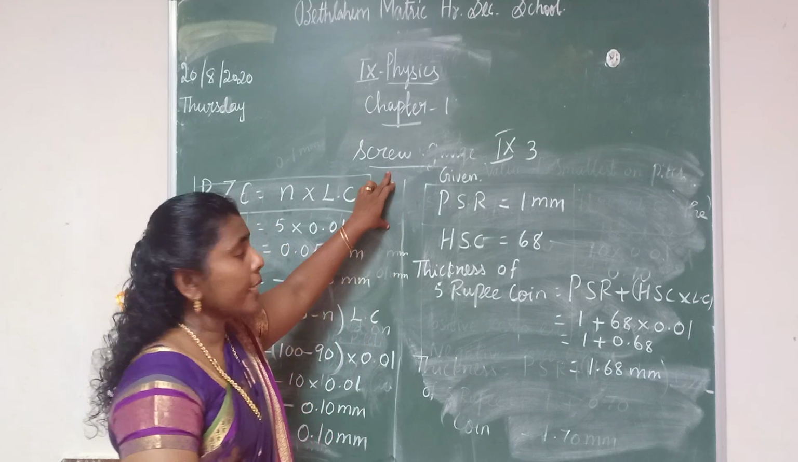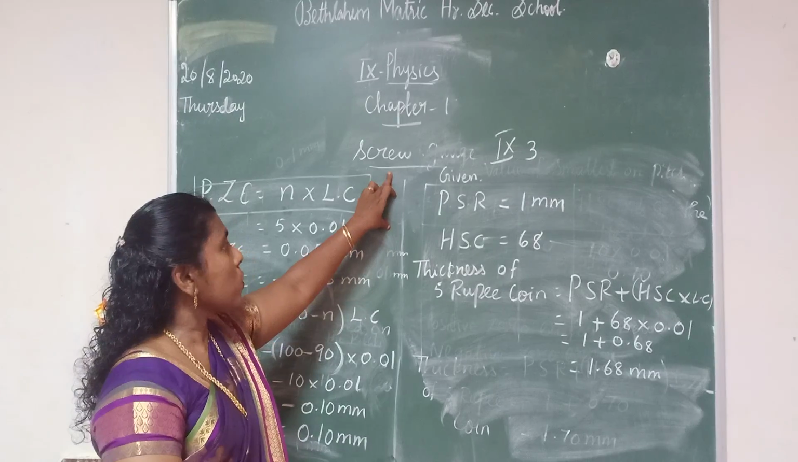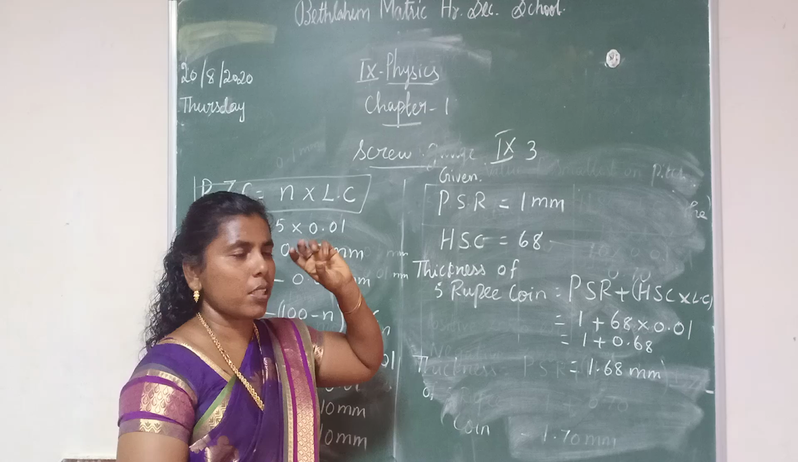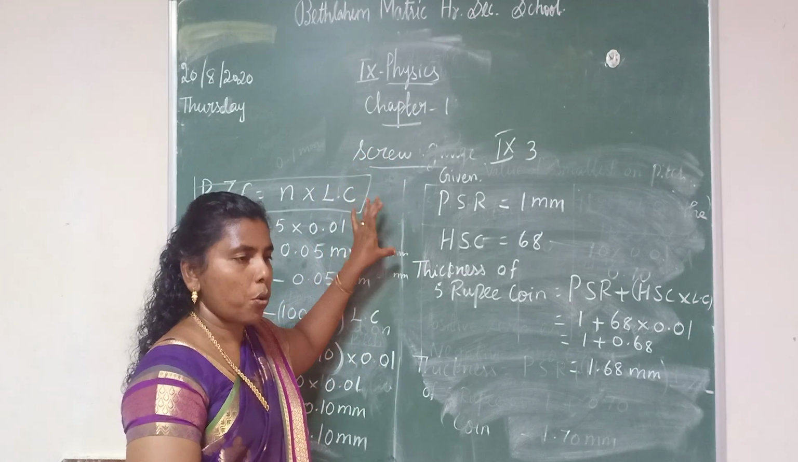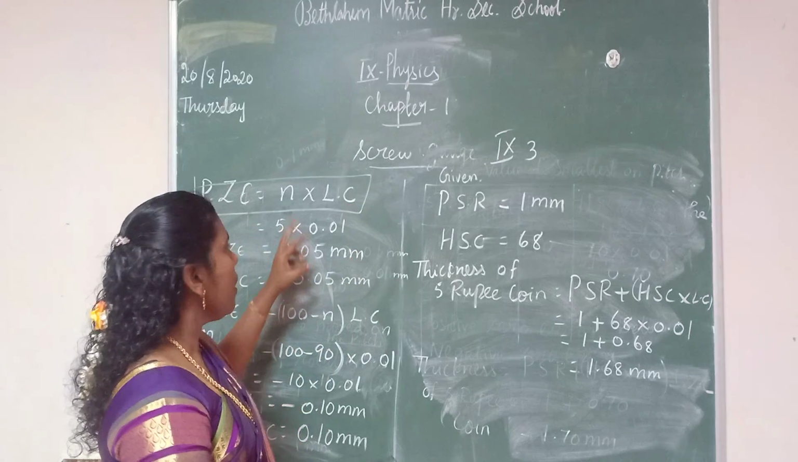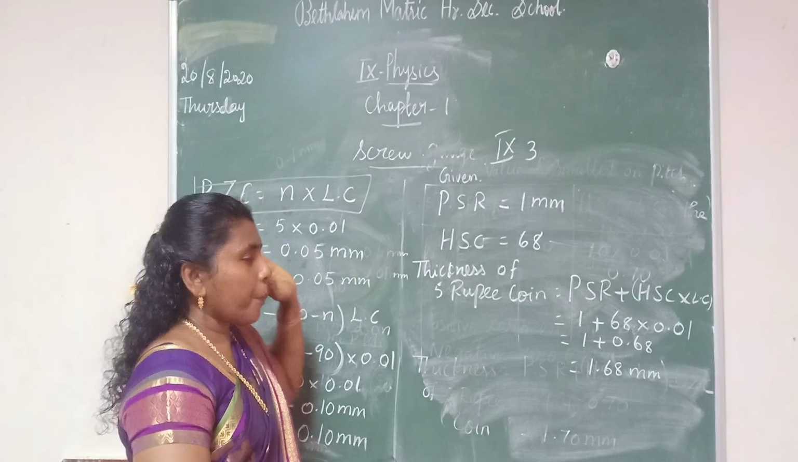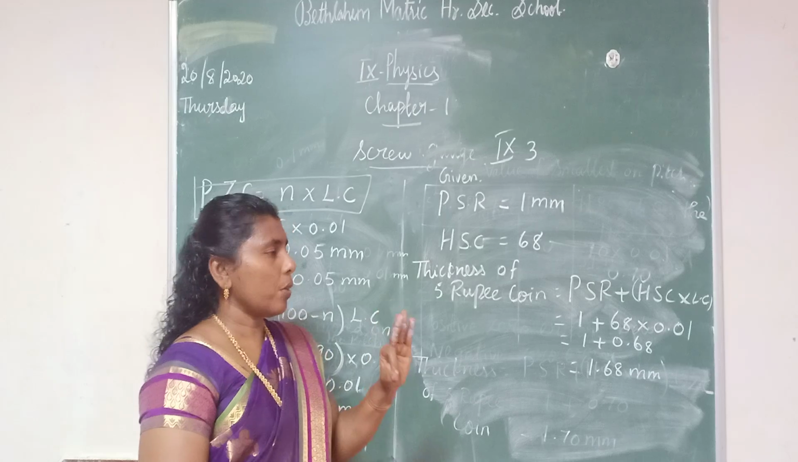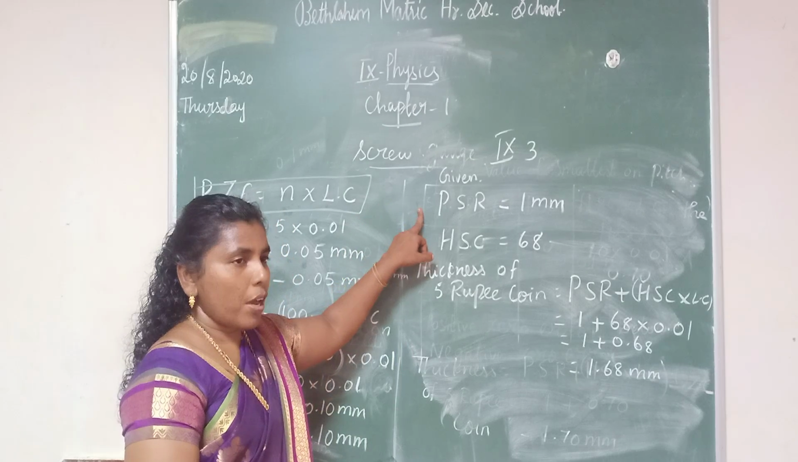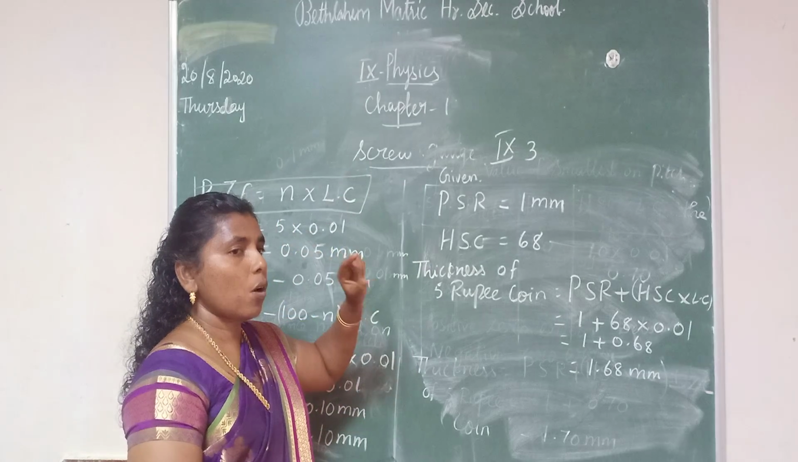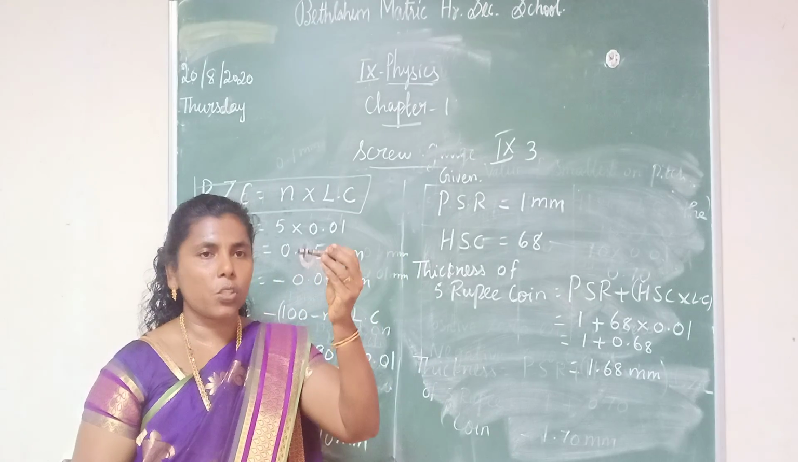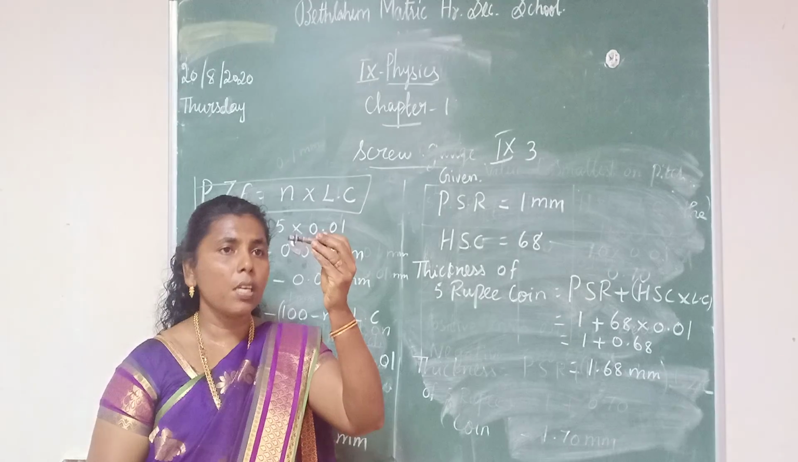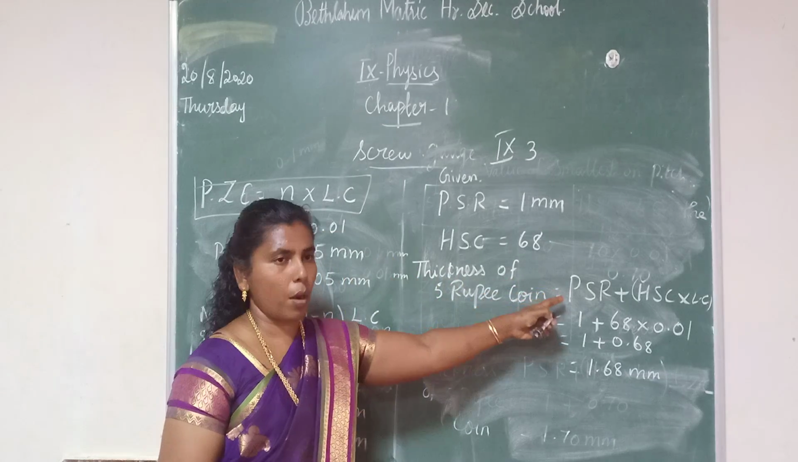So let us study about the screw gauge. First the description: what is the use of the screw gauge, why we are using the screw gauge, and what is the least count of the screw gauge. Then the pitch formula, the least count formula, the value of least count, the value of pitch, and how to find the thickness of a coin by using the screw gauge with this formula.